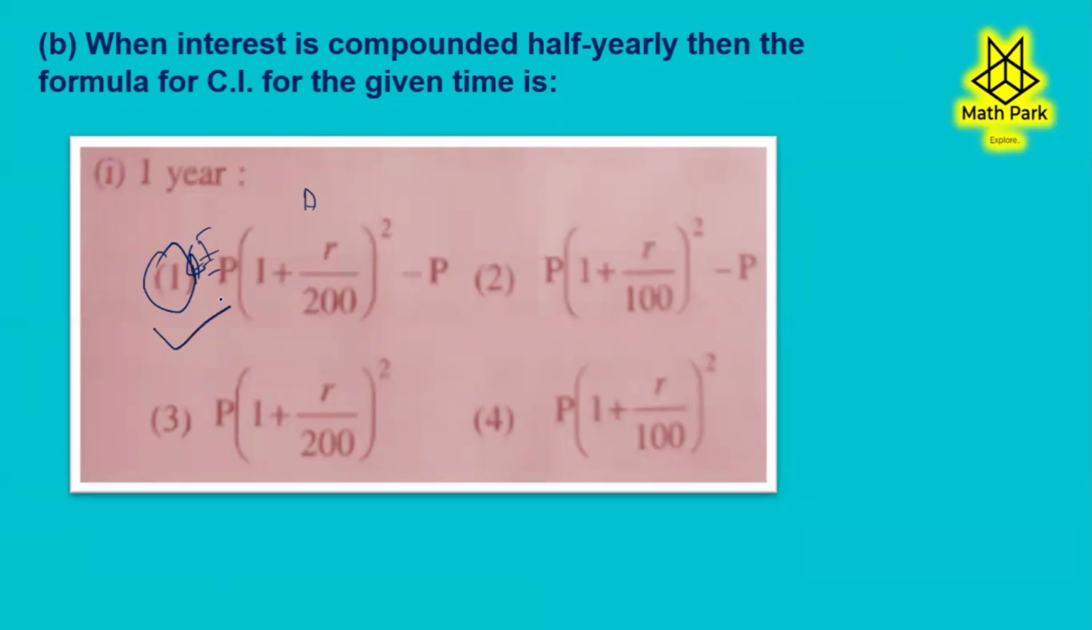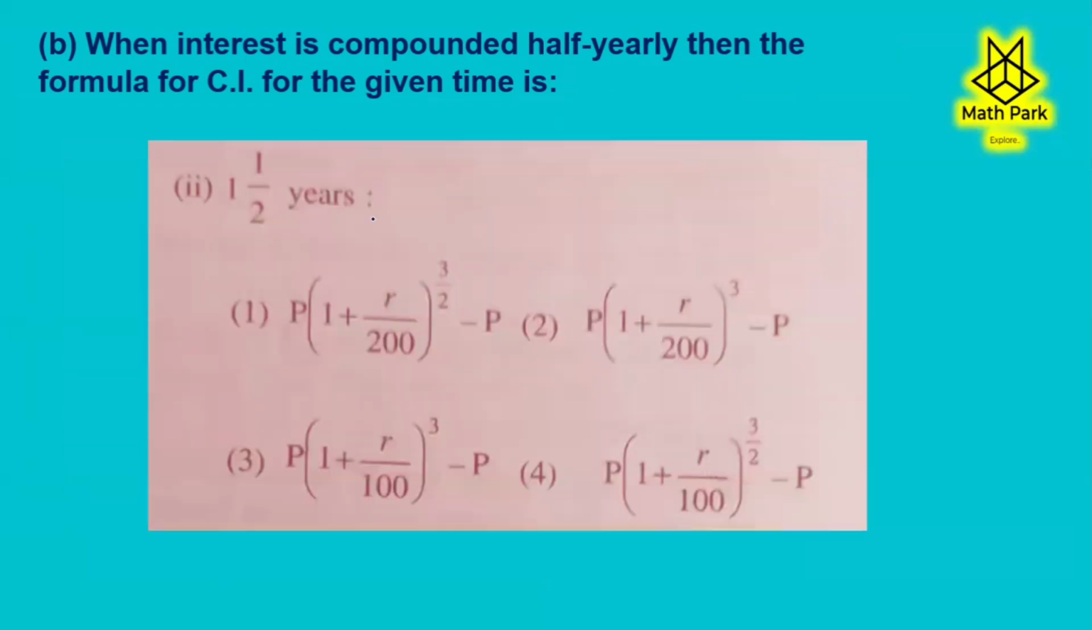So we have in B also three parts as in A. So when the interest is compounded half yearly, then the compound interest for the given time for 1.5 years. So how do we find for 1.5 years? So remember, it is P in bracket, so it is n by 2, so it is 2n. So 2 into 3 by 2, that is how 3 remains. So option 2 is the correct option.